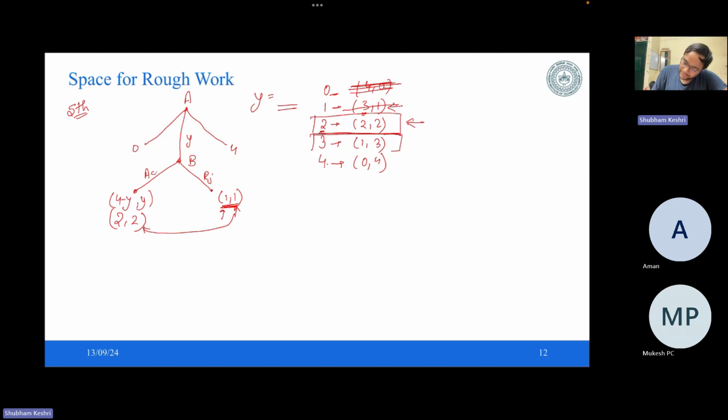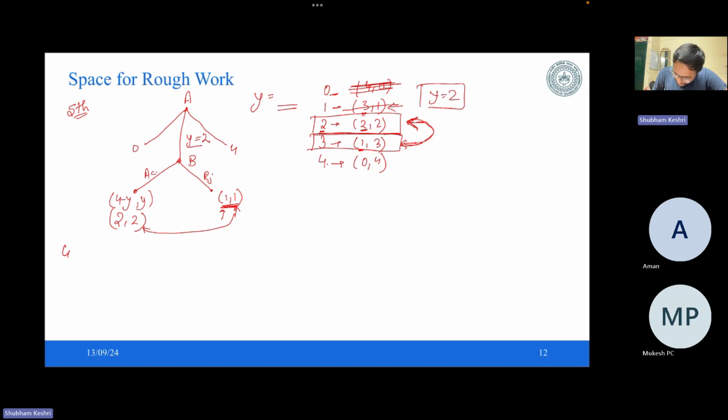For this game, player 1 or player A will not make this offer because his utility is 1. Instead of that, he can get a utility of 2. Therefore, he has an incentive to deviate from this game to this game. Therefore, y equals 2 will make this game a subgame perfect Nash equilibrium. All right. So this will be 2 comma 2.